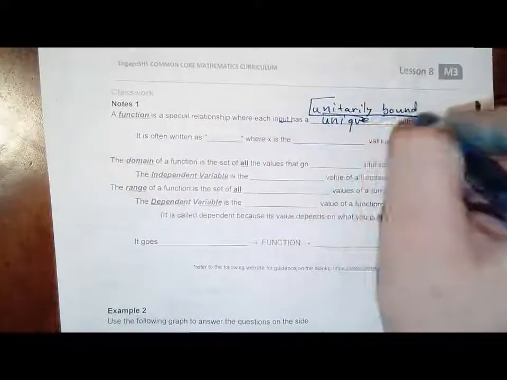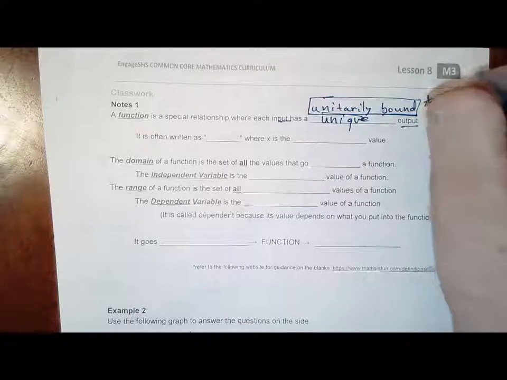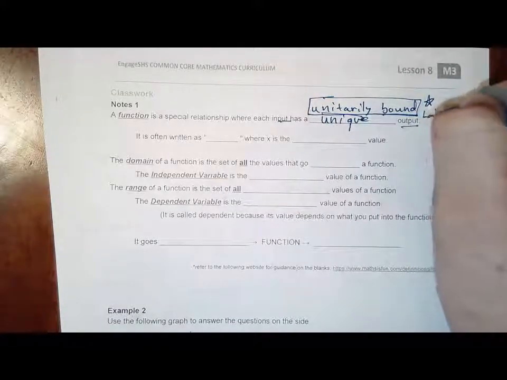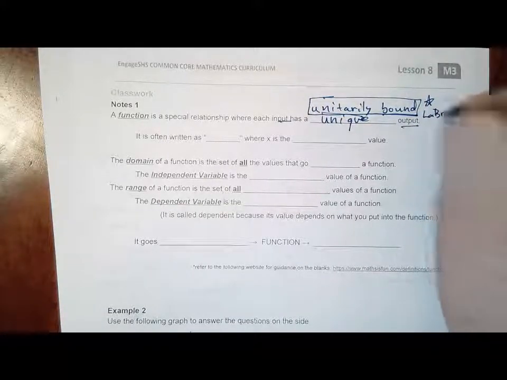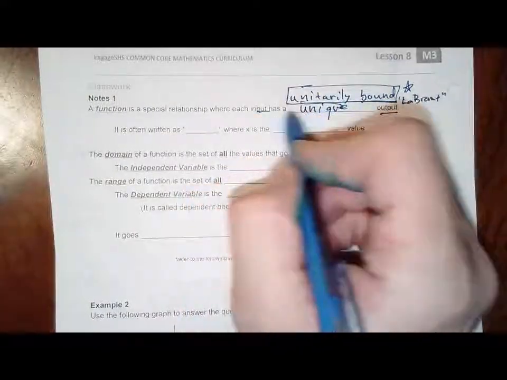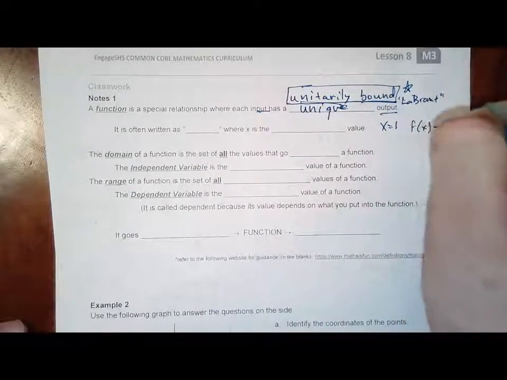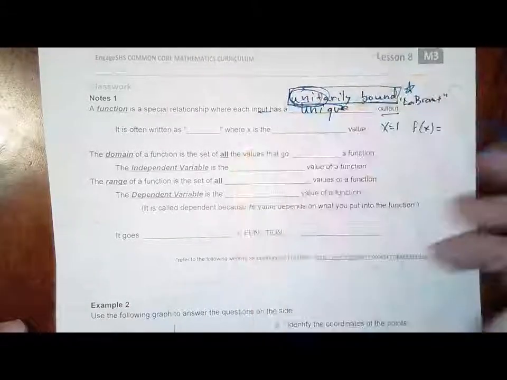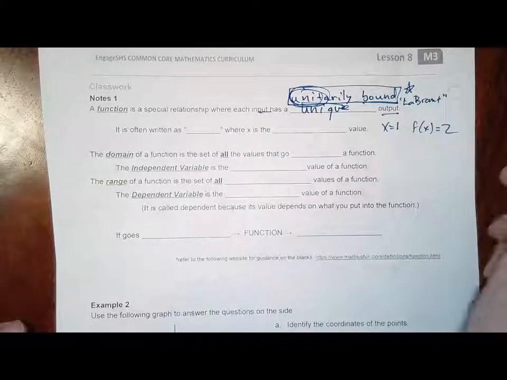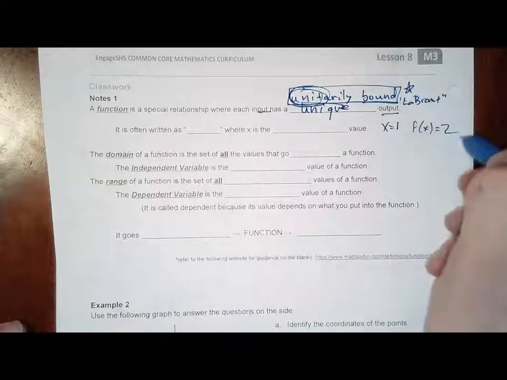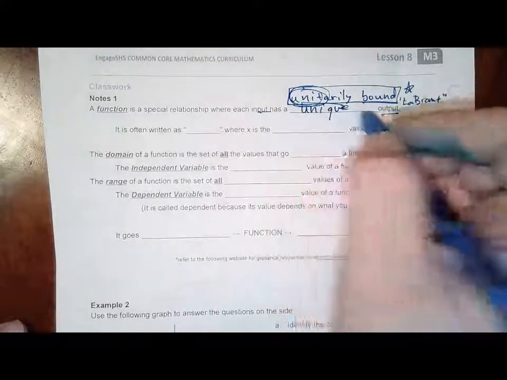Dang, this is the best term math-wise. I'm going to star that. This is totally a Labrantism. All right, so if you quote it, you got to give me credit. Each input has a unitarily bound output. Really what I mean is if x equals 1, then f of x has only one output possible, right? I can't put another number here. I like that better than unique. I really just stumbled upon that. I'm kind of geeking out about that.